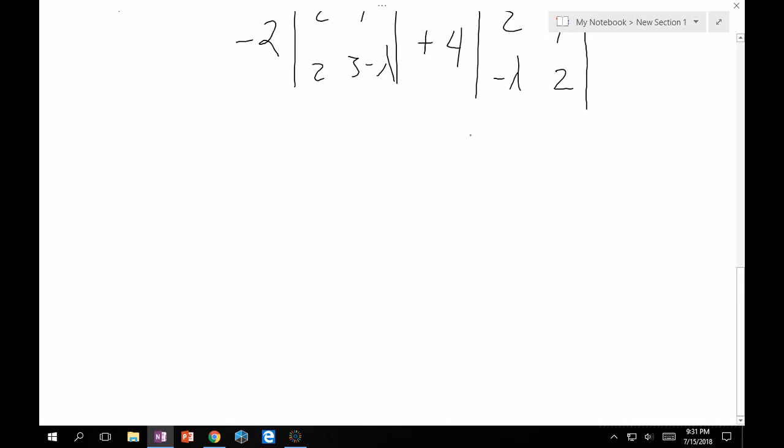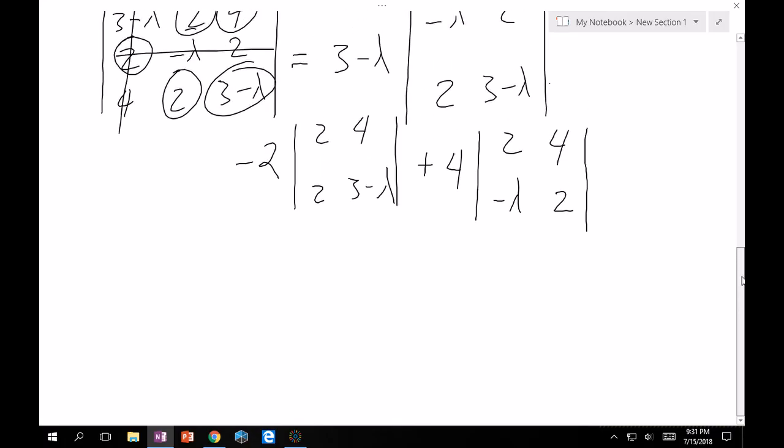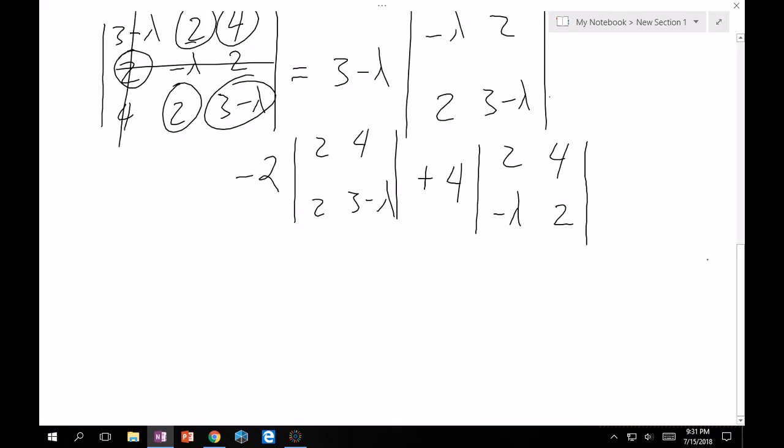So for the first one, I should probably keep some of it up. Okay, cool. For the first one here, that first 3 minus lambda times the determinant of minus lambda 2, 3 minus lambda, that comes out to be 3 minus lambda multiplied onto minus lambda, 3 minus lambda, and then it's minus 2 times 2, which is minus 4. So that's the first part.